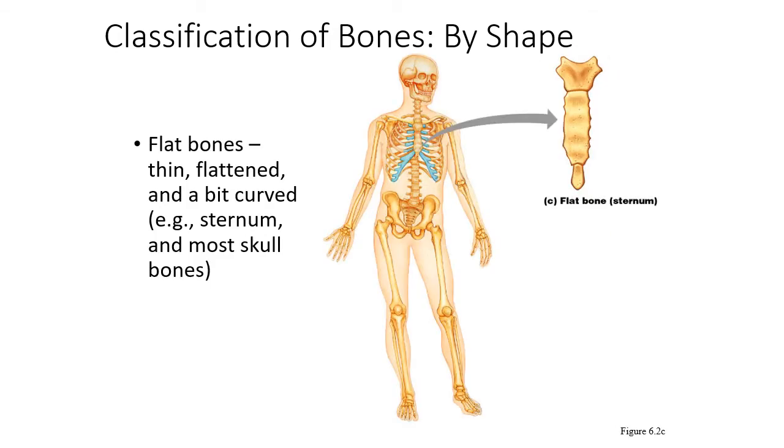Flat bones are just that, they're flattened out. They tend to oftentimes have a curve to them, especially those of the skull. But even the sternal bones themselves can have somewhat of a curve to them, especially the body of the sternum itself can have oftentimes quite a bit of a curve to it.